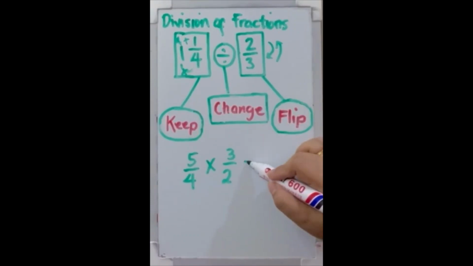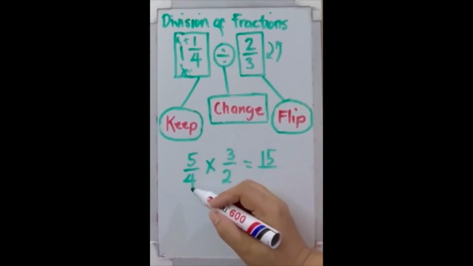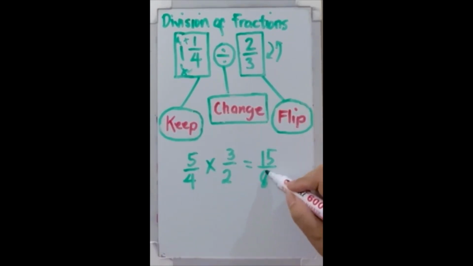So what's gonna happen next? 5 times 3, this is equal to 15. All over 4 times 2, this is equal to 8. So we have here 15/8, which is an improper fraction.